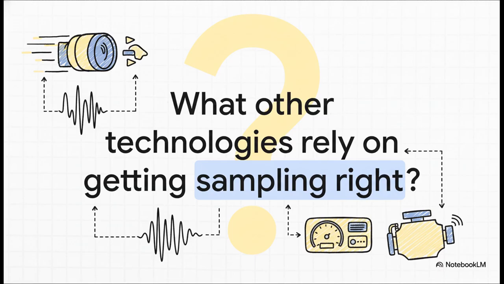Now that you get these concepts, you'll start seeing them everywhere. Think about high-speed video trying to capture fast motion without blur, or complex radio signals for our phones and Wi-Fi, or even the sensors in your car that are constantly measuring engine performance. The principles are exactly the same. And now you have the tools to understand how it all actually works.